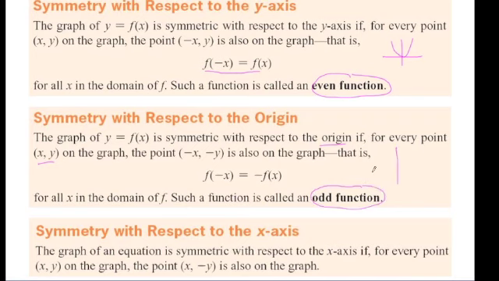Now, symmetric with respect to the origin, there's the origin. If I have this point, I have this point. If I have this point, I have this point. That's with respect to the origin.